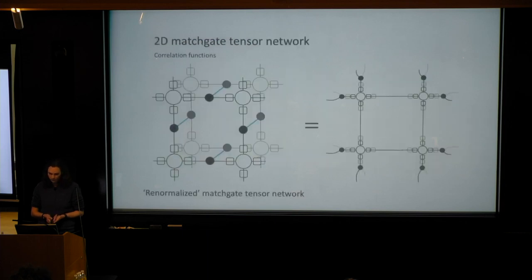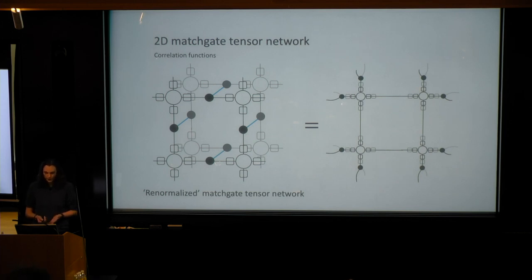The copy tensor with 3 legs is not a match gate because it has non-zero elements for both even and odd sectors. But if you have any copy tensor with an even number of legs, it's always a match-gate tensor because only even elements are non-zero. Yes. Okay, thanks.